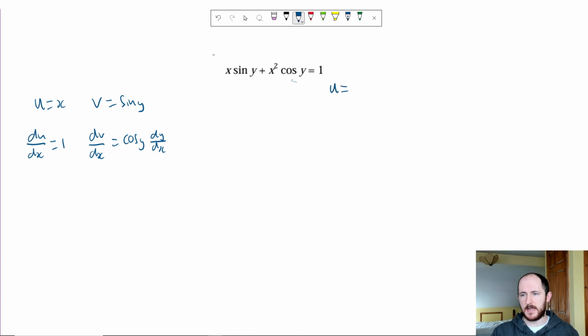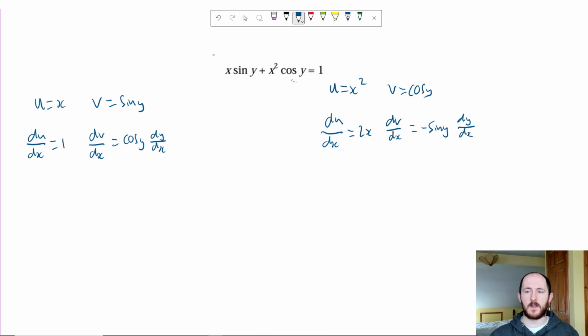And again, we do it with the other side as well. So we have u equals x squared, v equals cos y, du dx is 2x, dv dx is negative sine y, and again dy by dx. So we've done the product rule twice. So it's going to be the cross terms multiplying, so it's going to just be sine y, and then it's going to be plus x cos y, sorry, dy by dx.